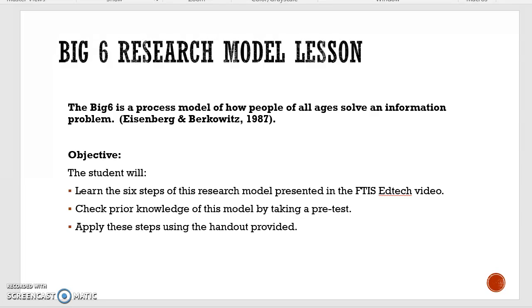They will check prior knowledge of this model by taking a pretest, and finally apply these steps using the handout provided.